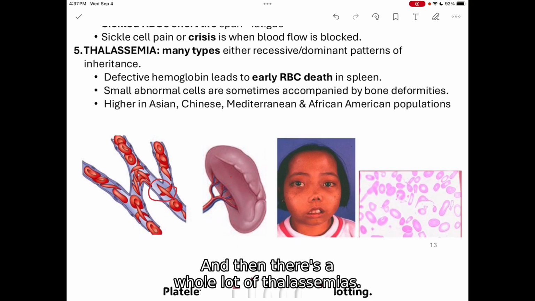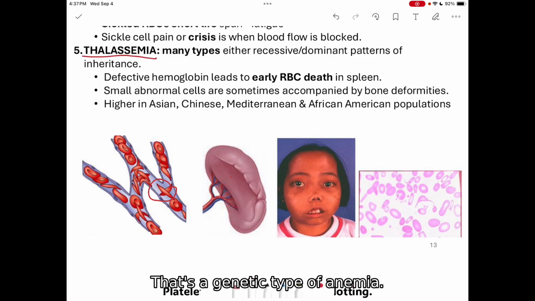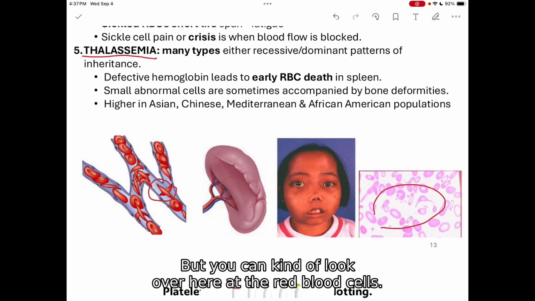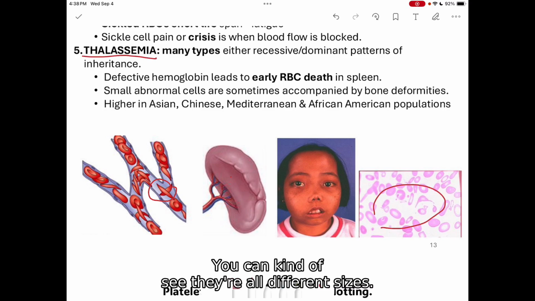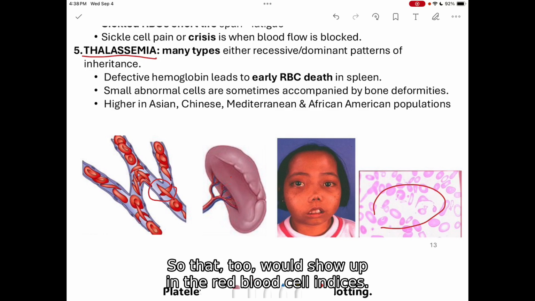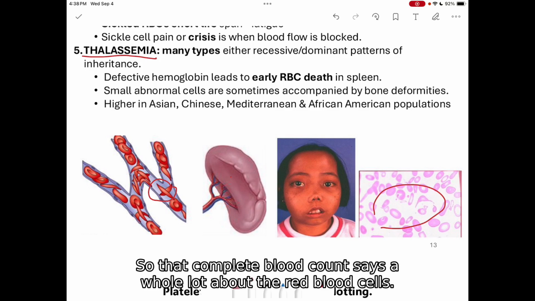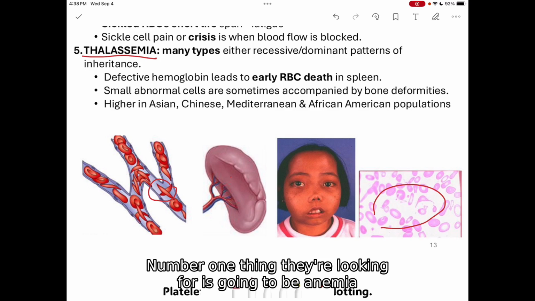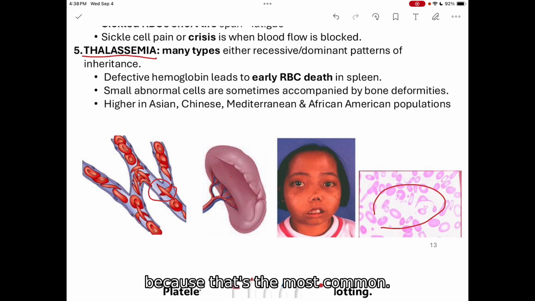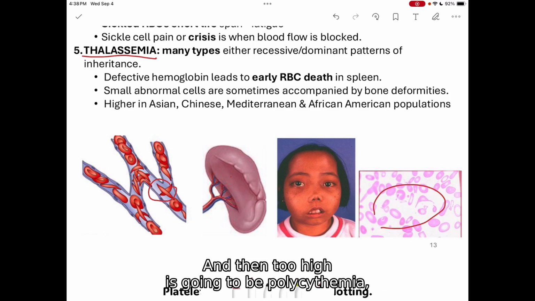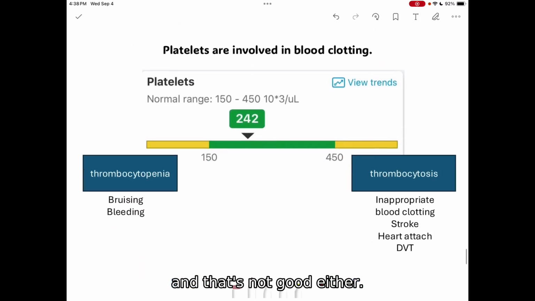And then there's a whole lot of thalassemias. That's a genetic type of anemia. But you can kind of look over here at the red blood cells. You can kind of see they're all different sizes. So that would show up in the red blood cell indices. So that complete blood count says a whole lot about the red blood cells. Number one thing they're looking for is going to be anemia, because that's the most common. And then too high is going to be polycythemia, and that's not good either.